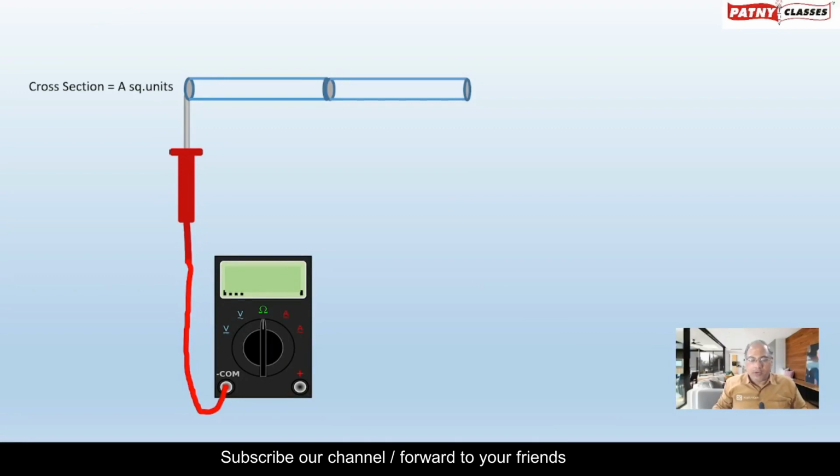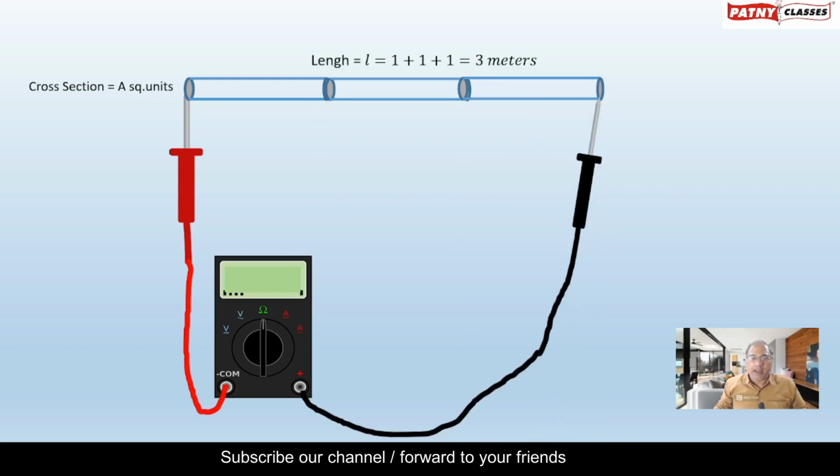Now let us again increase the length of the conductor, say by 1 meter extra. So the length of the conductor has become 3 meters now. Now connect the end of the conductor to the ohm meter as shown. Now the reading shown by the ohm meter equals 75 ohms.